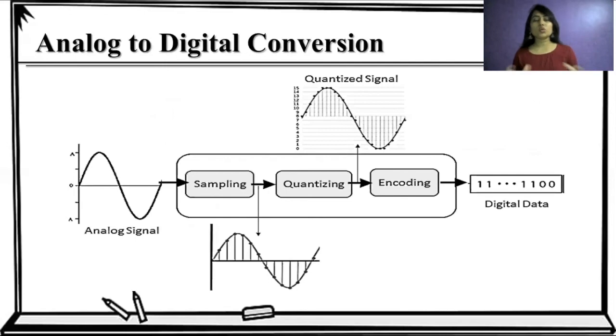So here is the total analog to digital conversion process. First we have an analog signal, then we give this information to the sampling block. After the sampling block we have a sampled value at a finite duration of time, or at a particular interval of time. Then this sampled value is given to the quantizer. In the quantizer, we have a quantized signal.